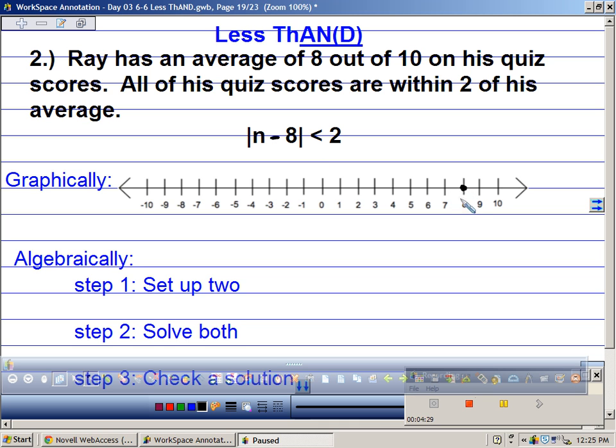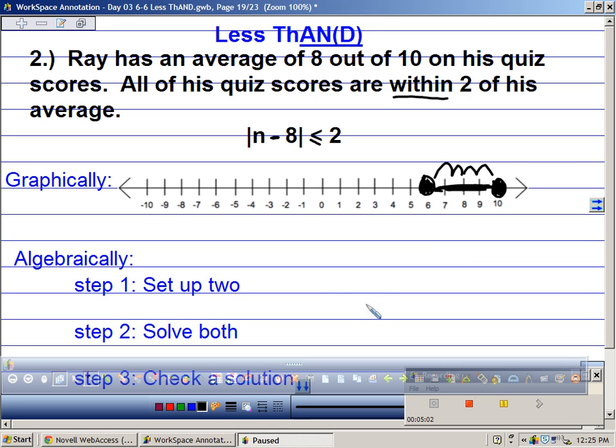Got it? So we start there, and we would go within 2 in the positive direction and 2 in the negative direction. This should actually be less than or equal to, because we're talking about within. If I'm talking about grades, and I say you're within 2 of your quiz score, wouldn't that still be 10 or 6? Okay, so that would include 10, and that would include 6, and all the numbers in between.